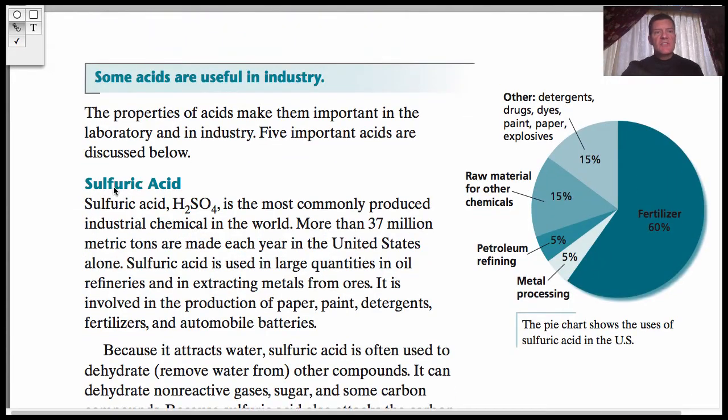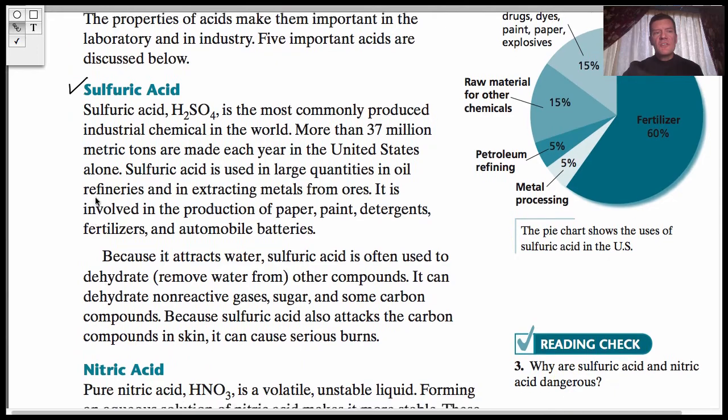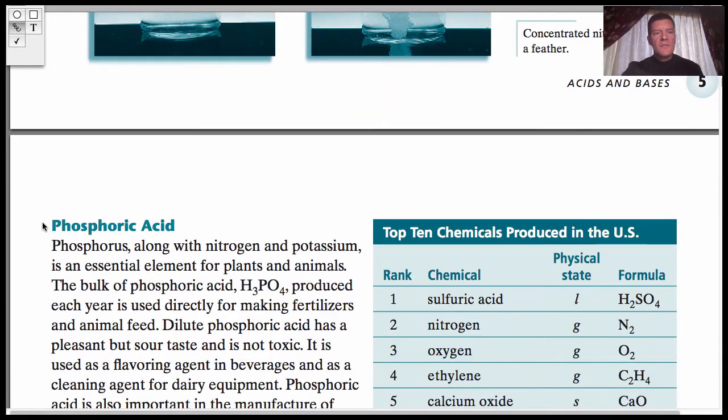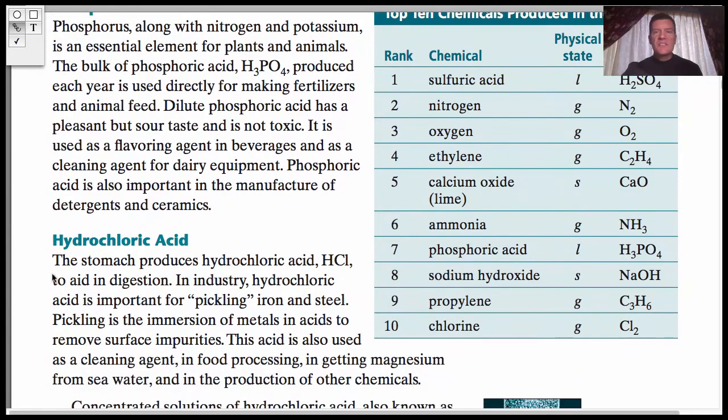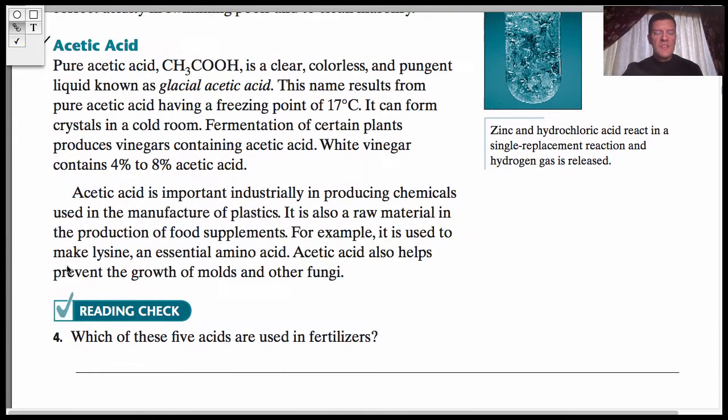This next section here is talking about some of these common acids like sulfuric acid and phosphoric acid, and talking about some of their uses. You don't need to know this, but if you're curious, you could look at sulfuric acid, nitric acid, phosphoric acid. These are some of the acids that are most used in our world, hydrochloric acid and acetic acid, and learn a little bit about those and how they're used.